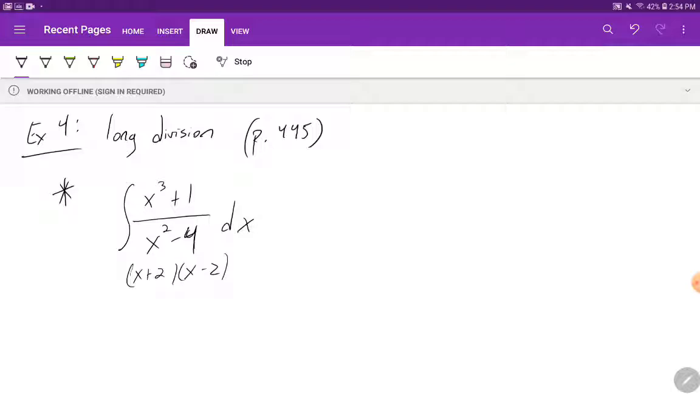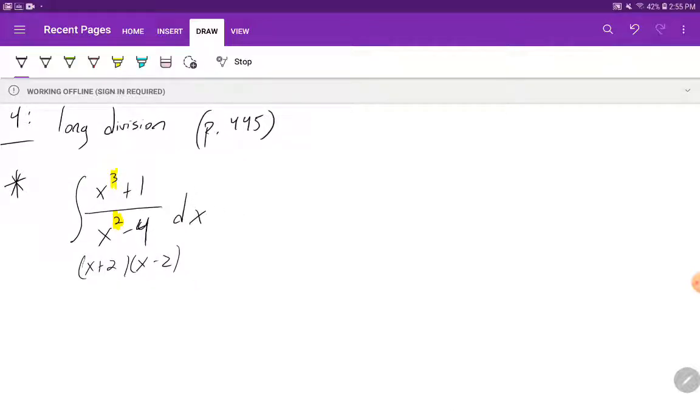So you have to note that the degree on the top is actually bigger than the degree on the bottom in this one. So what we're going to do first is some long division to break down the fraction. It's interesting, right? What does this mean? This means we're going to divide x squared minus 4 into x cubed plus 1. And I know some of you don't know how to long divide, which is kind of weird to me.